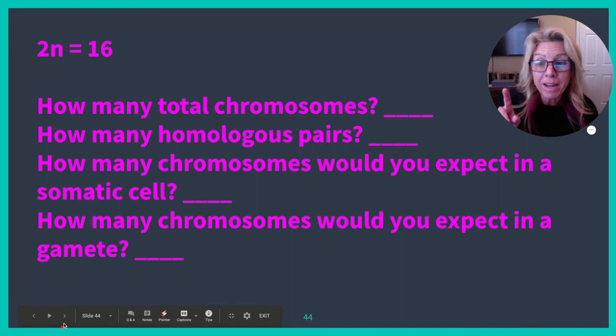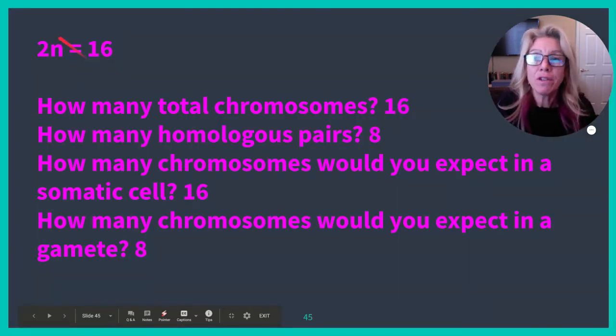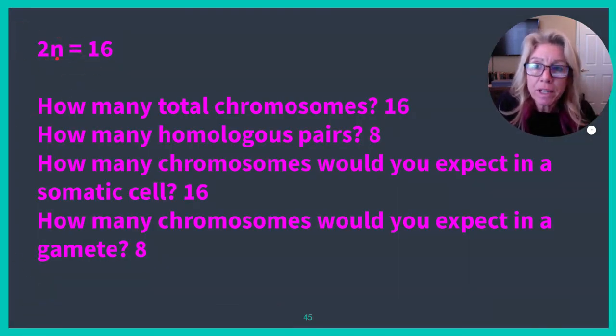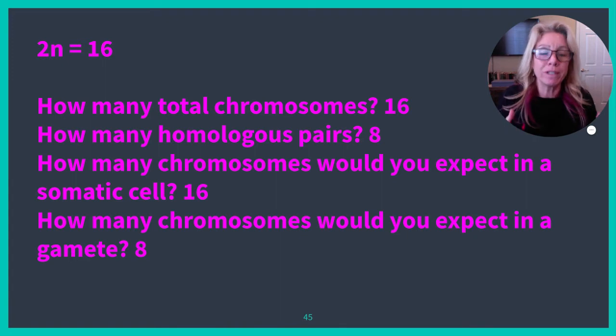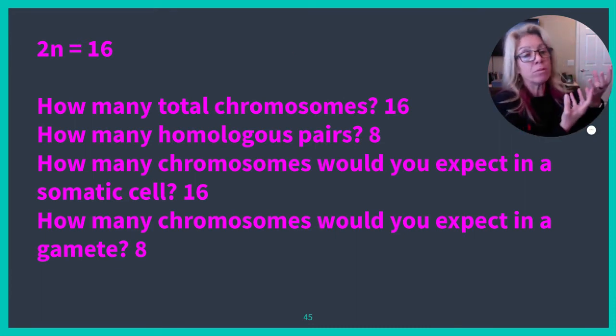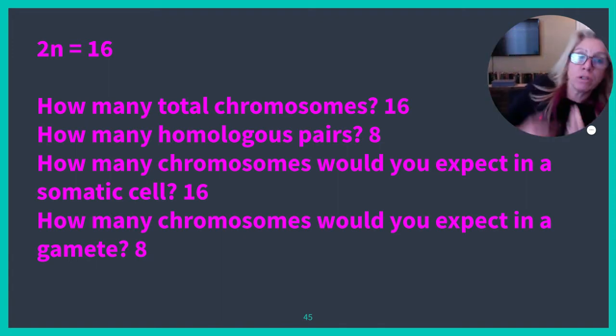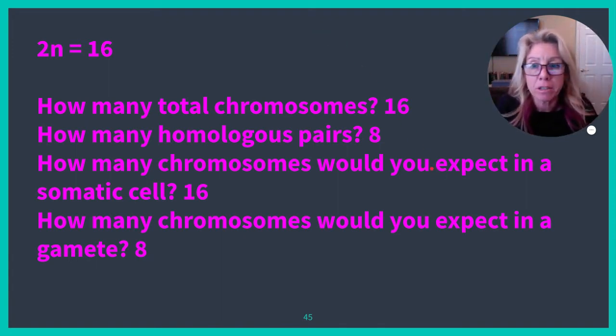Okay, ready? Okay, so if your 2N cell is 16, this right here, when it says 2N, that means it's a zygote, right? It means it's a somatic cell. It's a diploid cell. So if your 2N number is 16, how many chromosomes do you have? You have 16. Okay. How many homologous pairs do you have? If you have 16 total chromosomes and each of those pair up, then you have 8 homologous pairs, right? 8 chromosomes must have come from your mom and 8 chromosomes came from your dad. You have 8 homologous pairs.